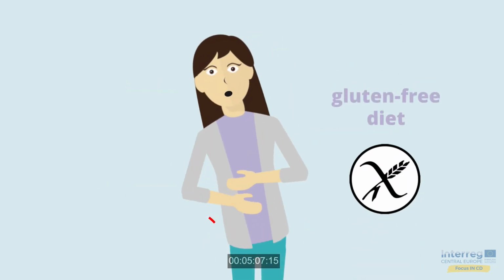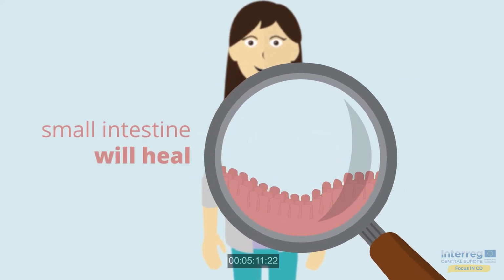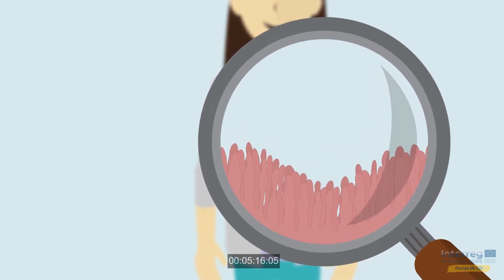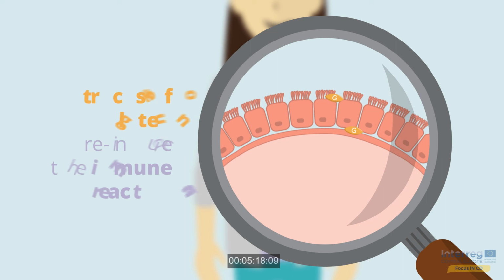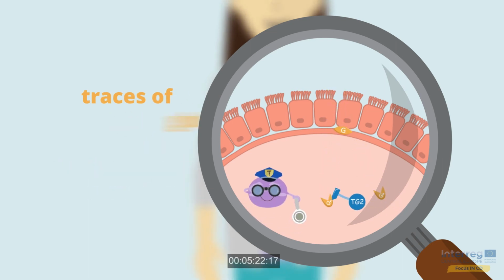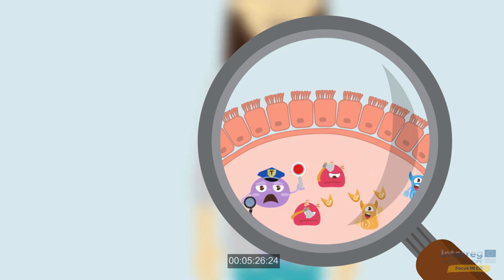With a gluten-free diet, the immune reaction stops, the small intestine will heal, and the villi will recover. However, because the immune system is extremely watchful, even traces of gluten reinduce the immune reaction. The immune cells remember gluten as a former foe and will reinitiate an immune response right away.